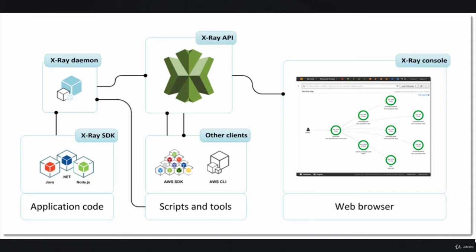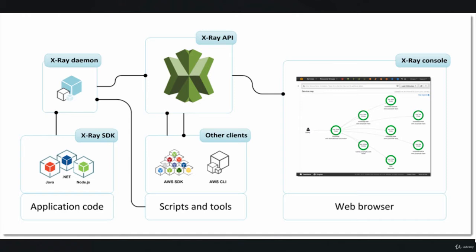And once it's got that data, it will collate that data and, using the X-Ray API, forward that on to the X-Ray service. Once that information has been forwarded on to the X-Ray service, then end users can go into the AWS Management Console, go into the X-Ray console, and then you'll have a range of visualization and analysis tools available to view the performance of your application.